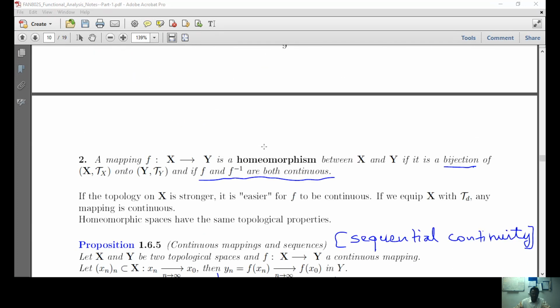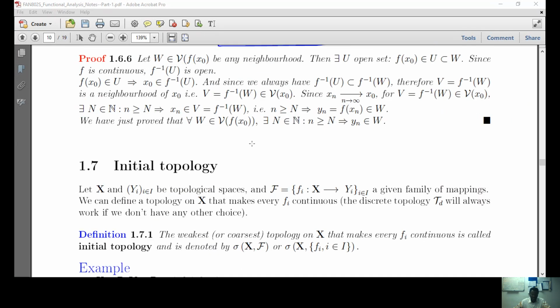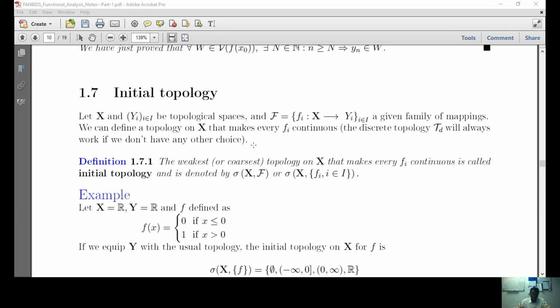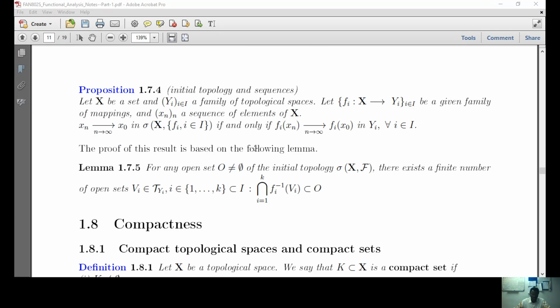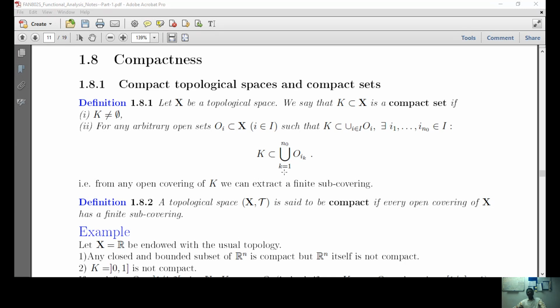Okay, I leave that. Homeomorphism, you can read that. Sequential continuity, you can read that. Okay, initial topology: I will say something about initial topology and we'll stop. Tomorrow I will record another one where I will be talking about compact topological spaces, compact sets. They are really useful definitions, because you cannot take this course without knowing what a compact set is and the implication of that.